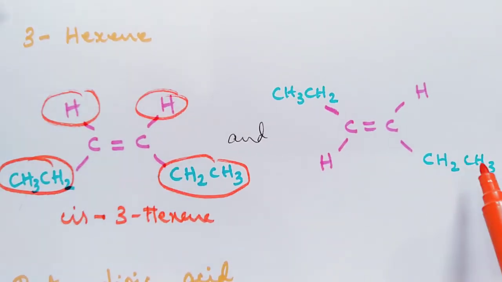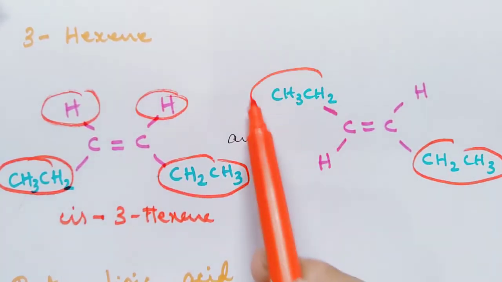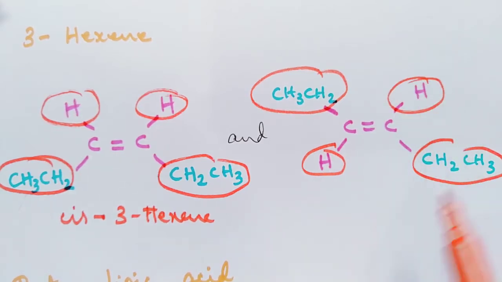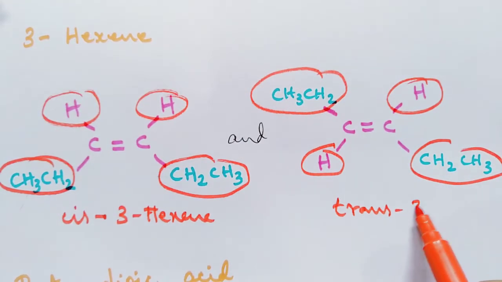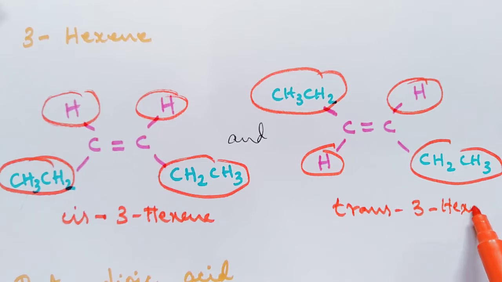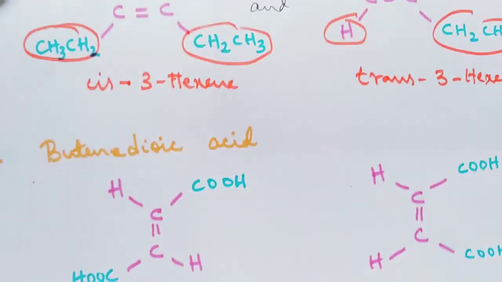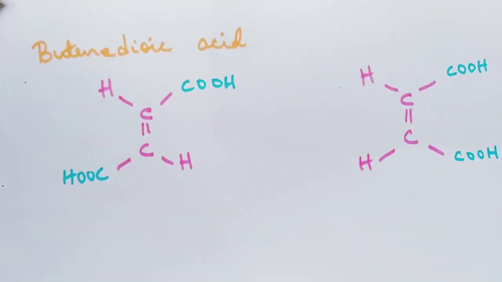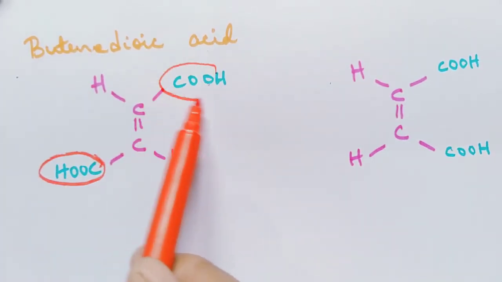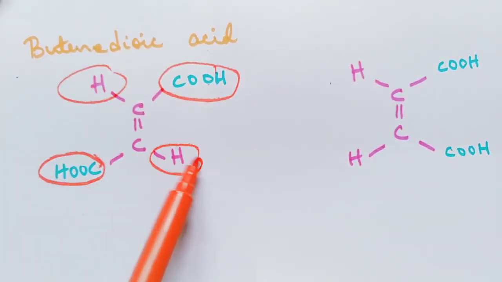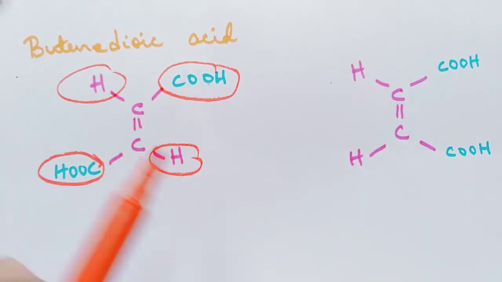Whereas here we see that the similar groups lie opposite to each other. So this one is a trans 3-hexene. Okay. Now we come to this one, butene dioic acid. Now we see that similar groups lie opposite to each other on the double bond. I mean, they lie on the opposite side of the double bond.